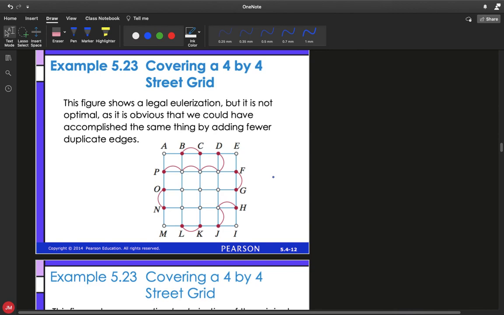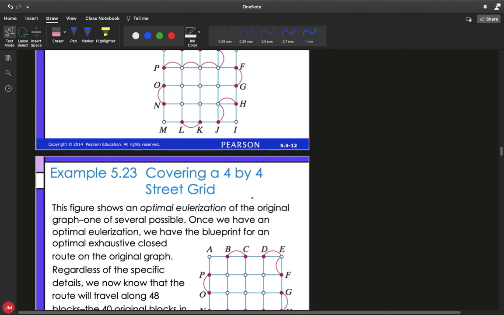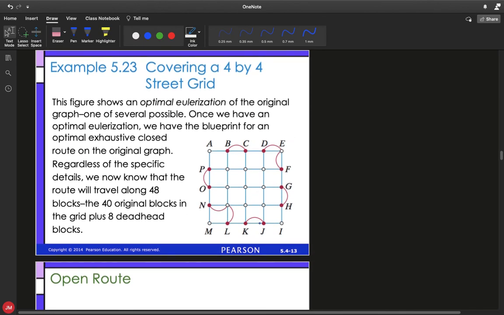So instead, we're going to do something else. Obviously, you probably don't want to do it this way where you go from D all the way over to P. You definitely want to take the shortest possible route from that odd vertex to the next one. So then that's where you get the graph that looks like what I showed you. And once again, it just reminds you that you go through 40 blocks plus an extra 8.